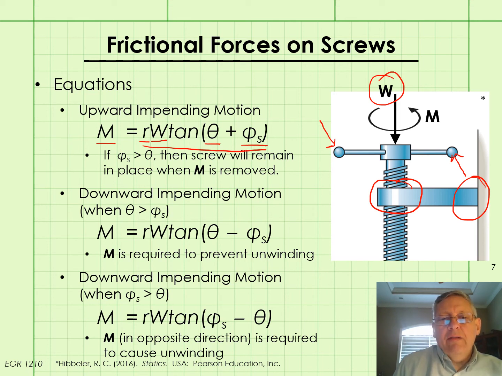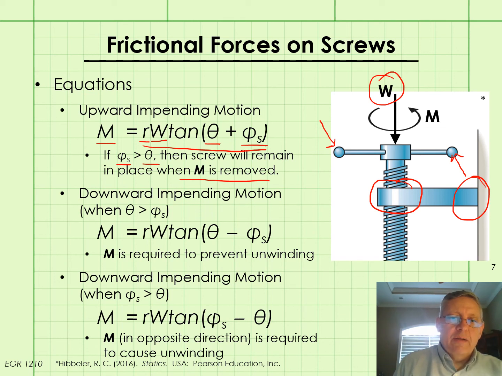And note that if the angle of static friction is greater than the lead angle of the screw, then the screw will remain in place when the moment is removed. And that's also known as the screw being self-locking. So in other words, when there's no moment applied to it, and the weight is still there, it's not going to spin the other way and move down. The weight isn't going to backdrive the screw.